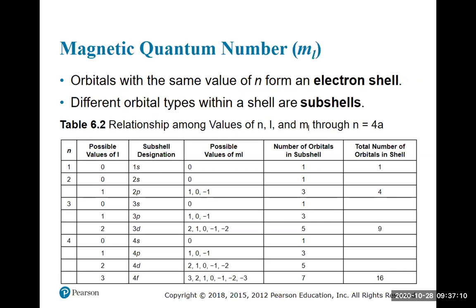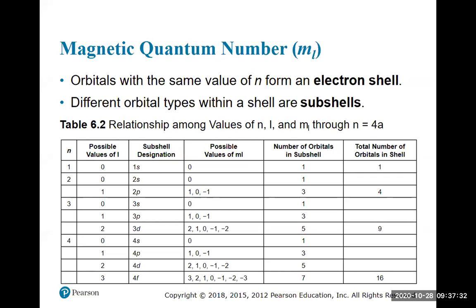And this is table 6.2. If you're going to spend some time learning a table, this would be a good one to learn, because what it does is break down what our options are based on these quantum numbers. And so what we see here on the left is n, the principal quantum number.